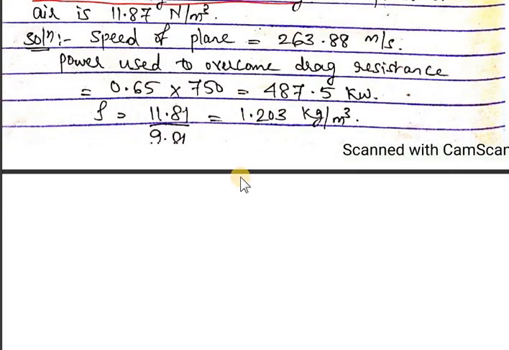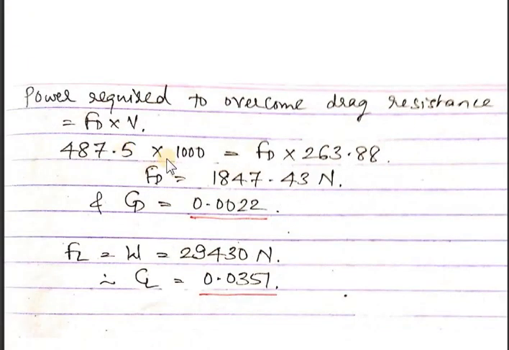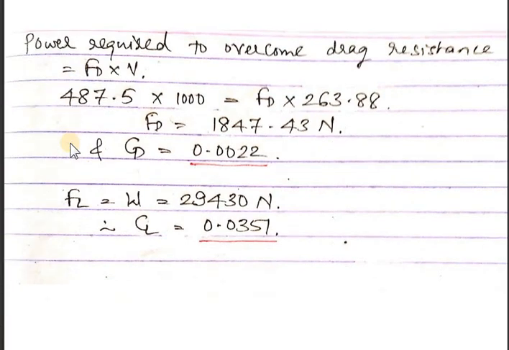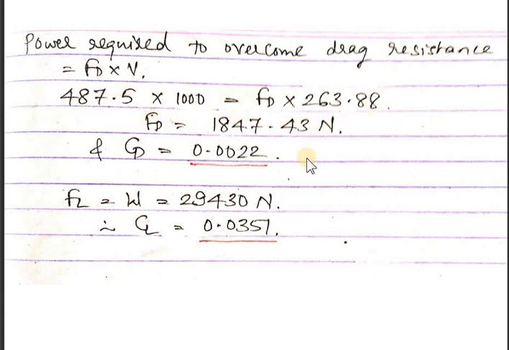Now comes to the point, power required to overcome drag resistance. That is nothing but FD into V, the power to maintain the body. This we can equate with the force required to maintain the body in floating condition, into 1000. Why I have multiplied by 1000 here is because it is in kilowatt. So both the powers we are equating: the power required to maintain the body in floating condition, that is 487.5 into 1000 watts, is equal to, as per the concept we have discussed, force due to drag into velocity.